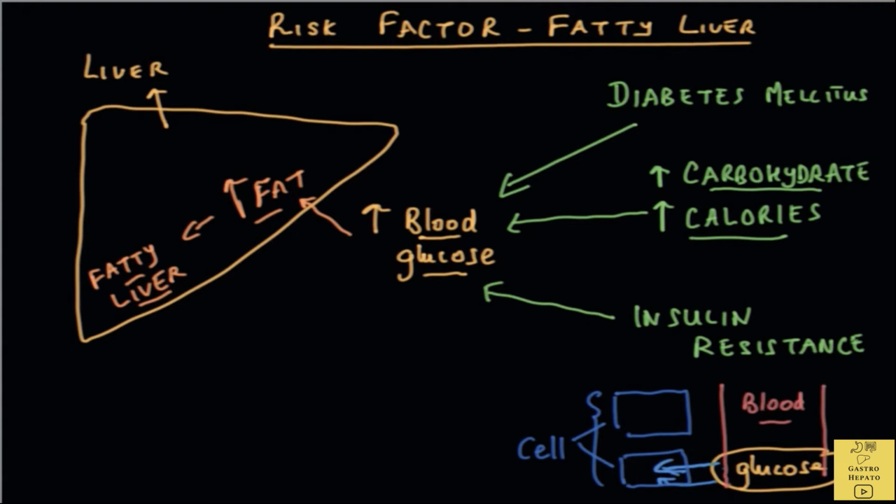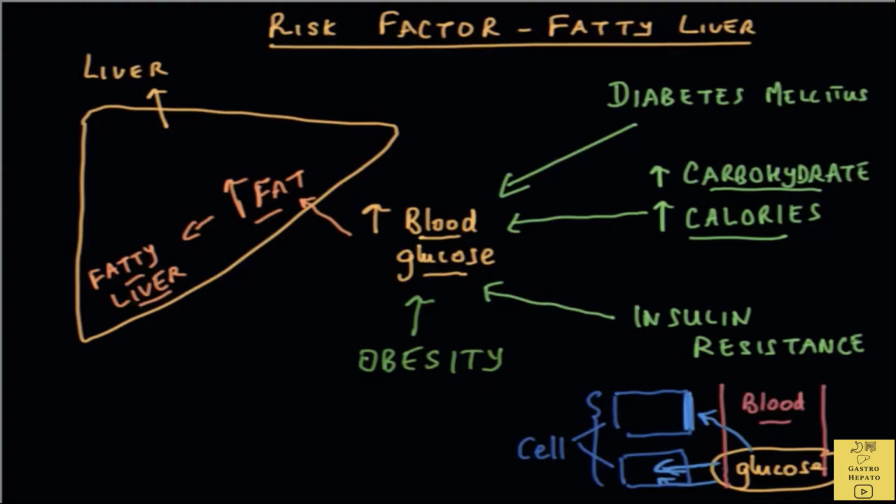However, in insulin resistance, there is something wrong with the unlocking of this gate. This makes it harder for the glucose to enter the cells. As a result, there is a buildup of glucose in the blood. The excess glucose then moves to the liver, where it stimulates fat formation. Being overweight or obese is another cause of fatty liver.